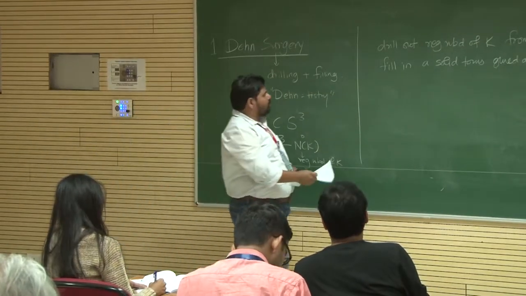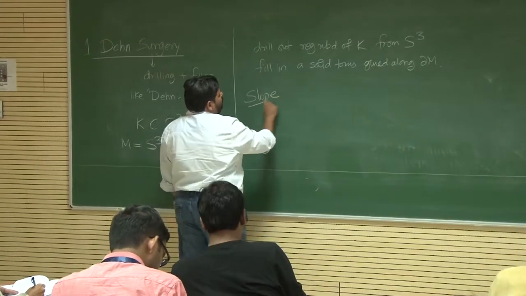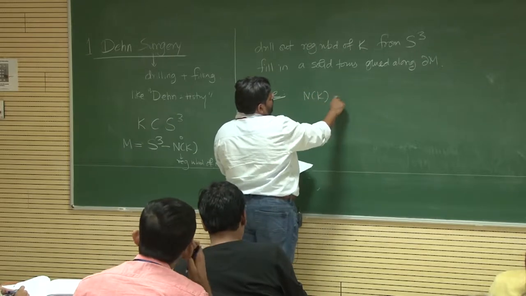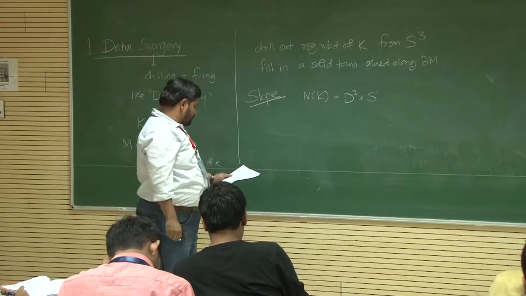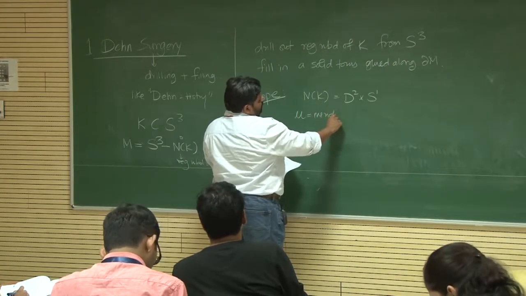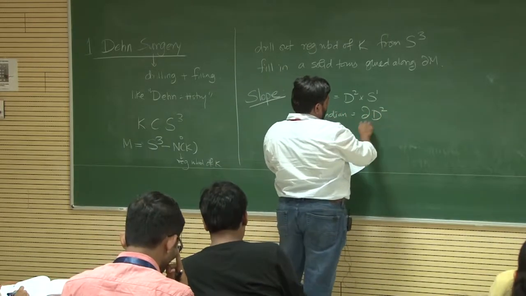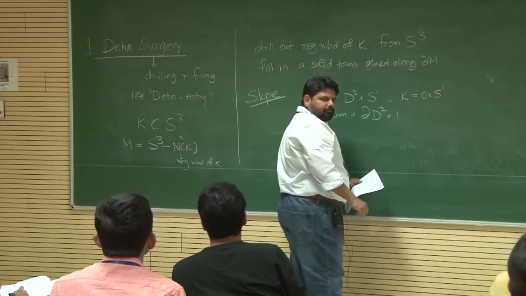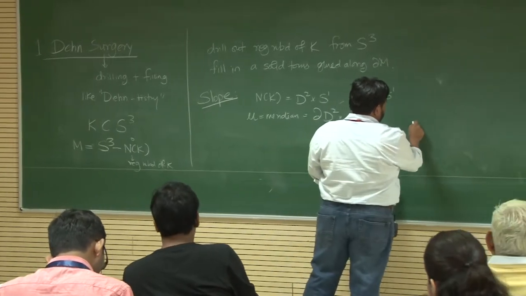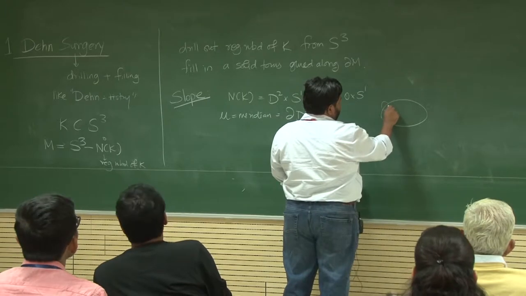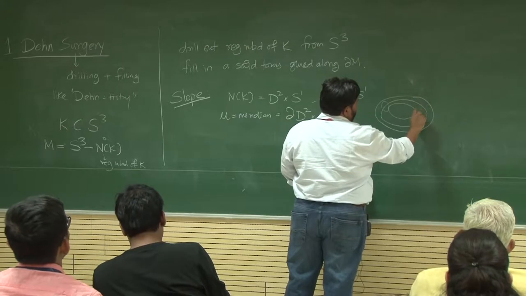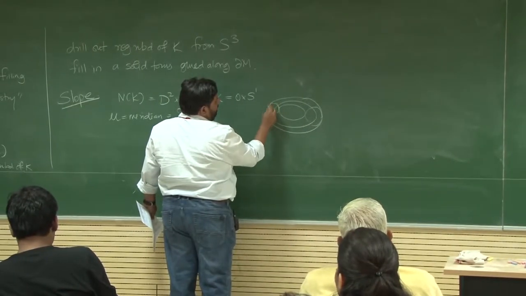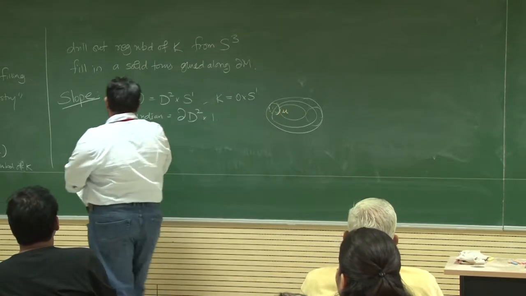So I want to introduce the idea and the word called slope. This regular neighborhood looks like a solid torus, D2 cross S1, and so we have this meridian. The meridian looks like the boundary of the disc cross 1. Note that your knot is actually 0 cross S1. And this is your solid torus neighborhood, and this here is your meridian mu.